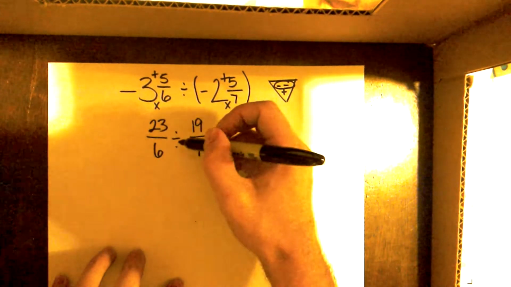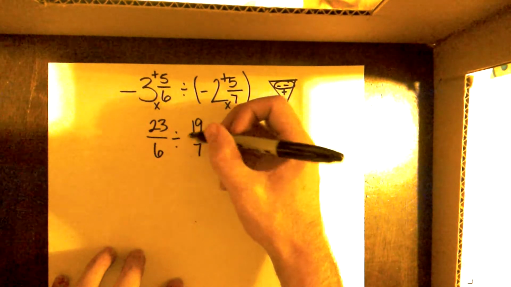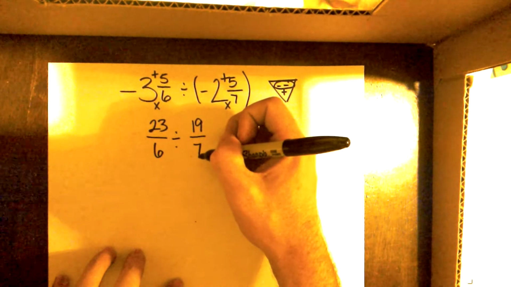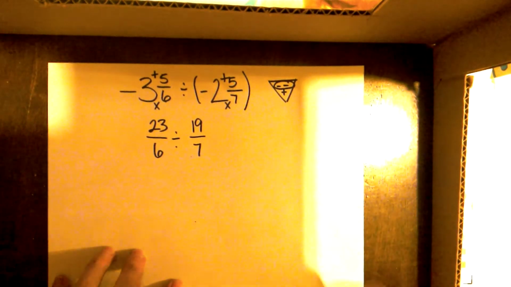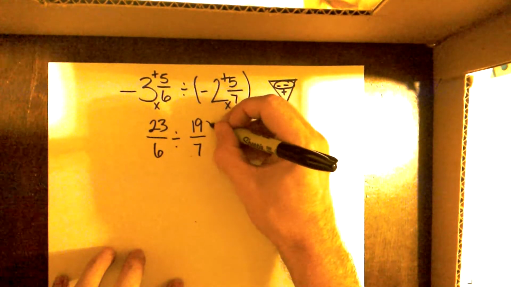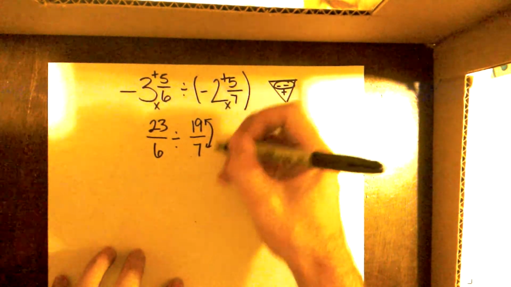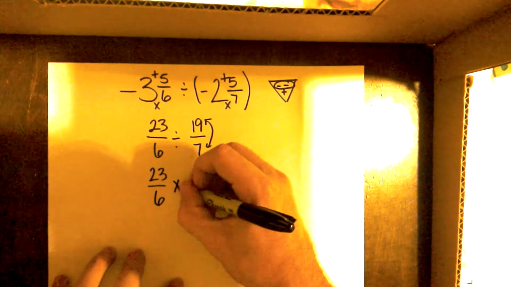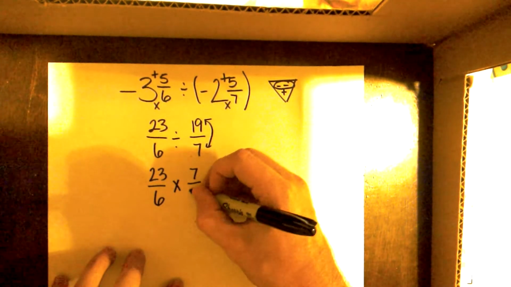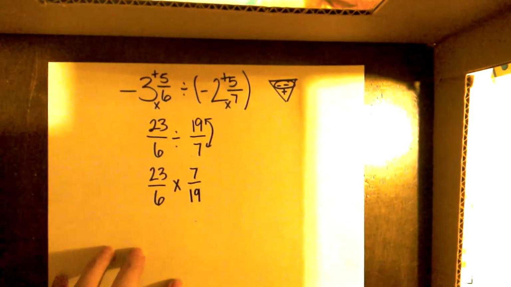23 over 6 divided by 19/7. Dividing fractions is easy as pie. Flip the second number and multiply. So I need to flip this number around. So I got 23/6 times 7 over 19.